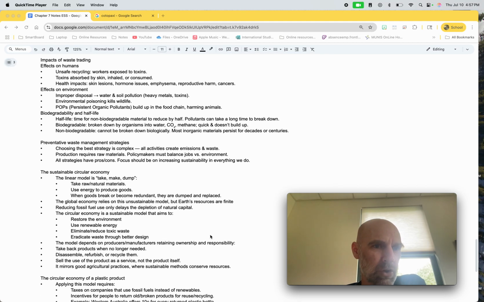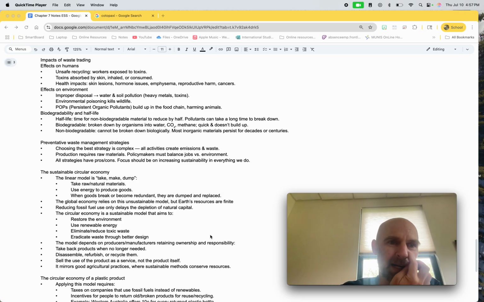Impacts of waste trading, effects on humans. Unsafe recycling, workers exposed to toxins. Toxins absorbed by skin, inhaled, or consumed. Health impacts: skin lesions, hormone issues, emphysema, reproductive harm, cancers.